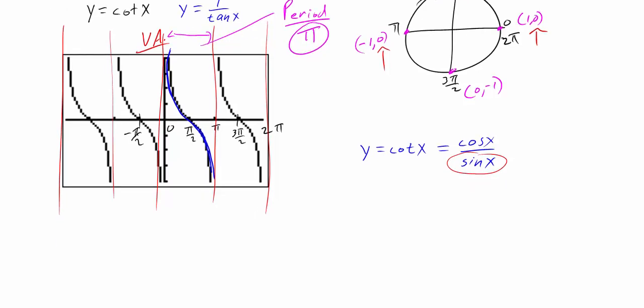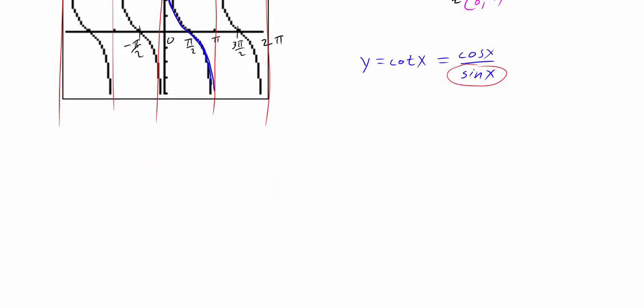So just like before with the tangent function, we can think of this as y equals a cotangent of bx minus c, plus d. And again, a was kind of our amplitude, but in this case we're not really going to have an amplitude.